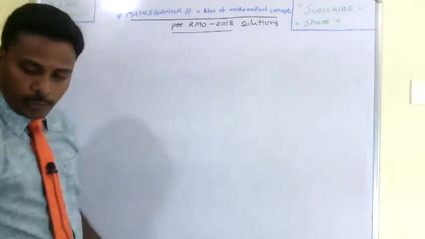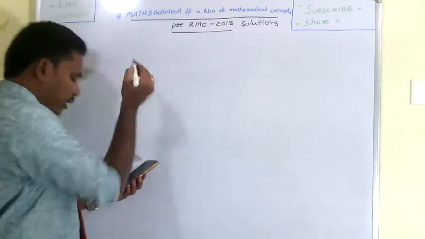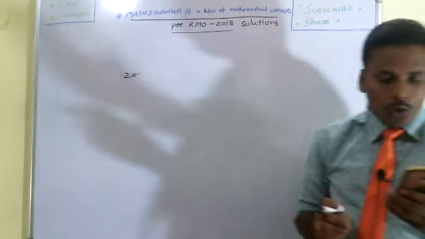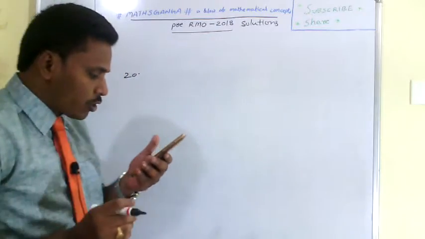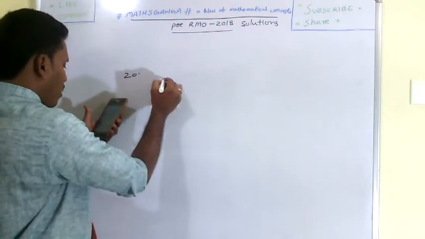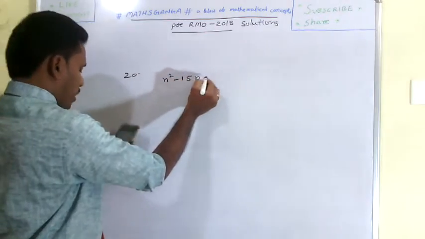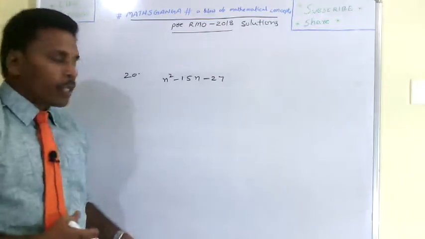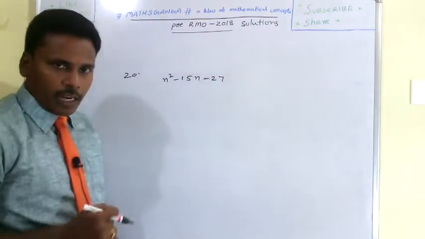If you observe the 20th problem, it is very different. It is given: determine the sum of all possible positive integers n, the product of whose digits equals n square minus 15n minus 27. So what is mentioned here? n square minus 15n minus 27.